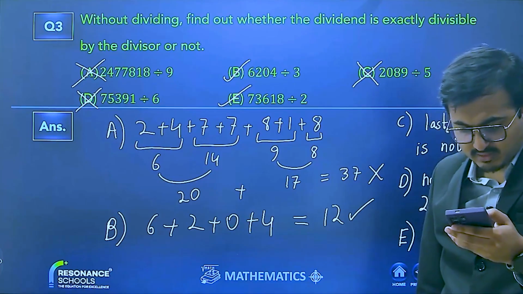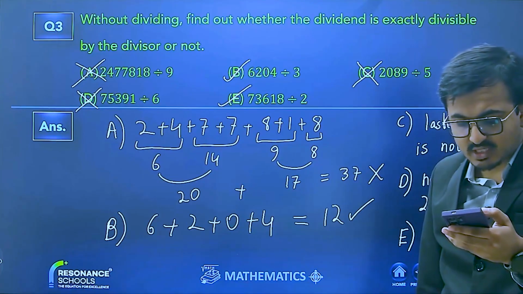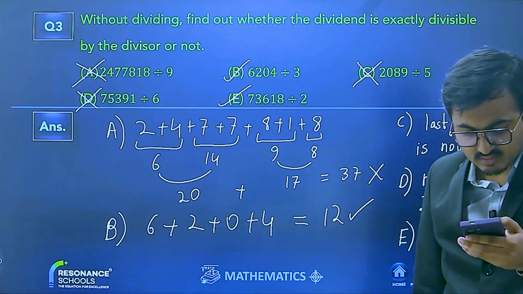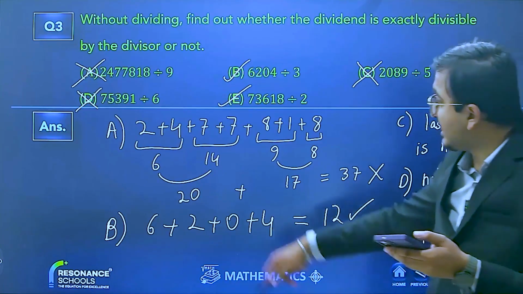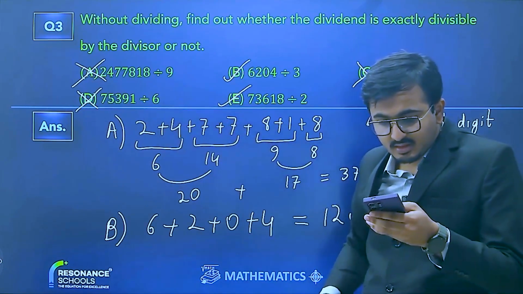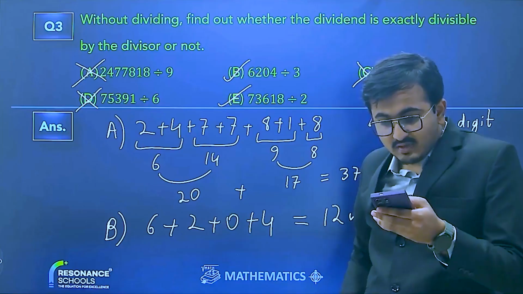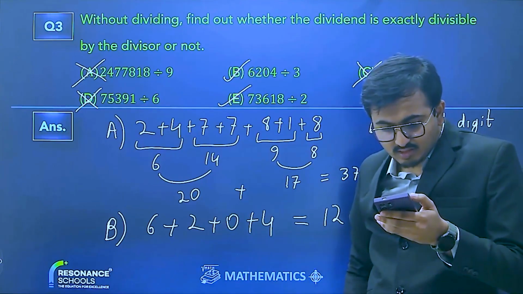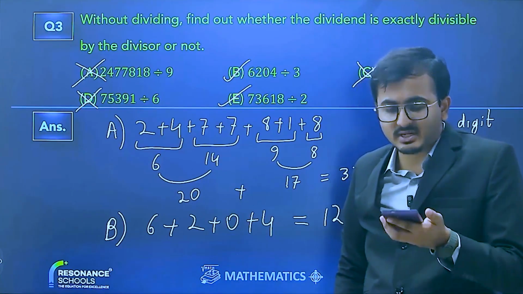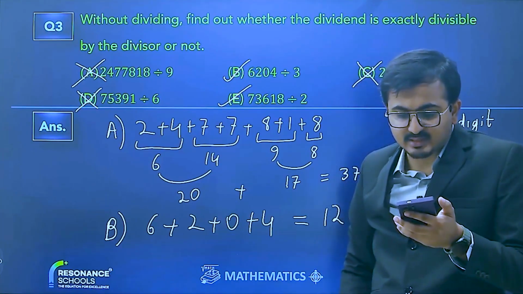Last digit 2, correct. Even, and the sum of the digits should be divisible by 3. Yes. Apply that logic for 6. Is it an even number? If it's not an even number, it will not be divisible by 6. As simple as that.